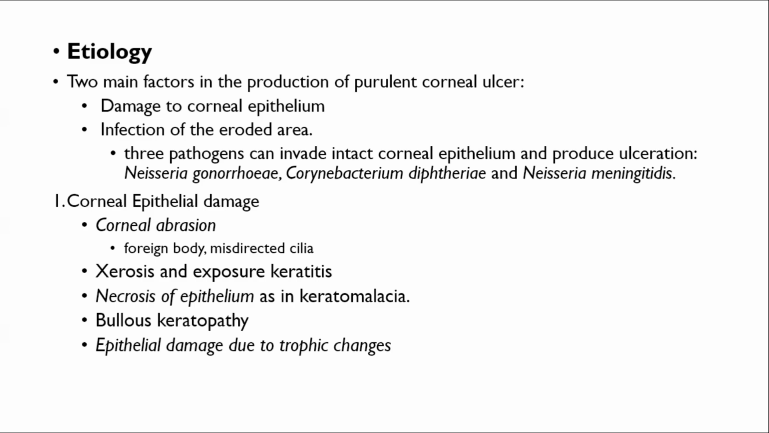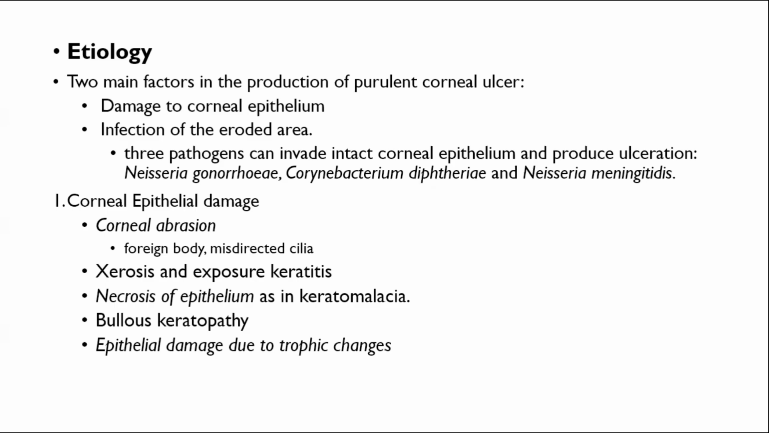Necrosis of the epithelium is basically seen in conditions like keratomalacia, where the cornea begins to soften and break down due to vitamin deficiency. Bullous keratopathy is a condition that involves the formation of blisters on the corneal surface, which can lead to epithelial breakdown. The last one is epithelial damage due to trophic changes. This refers to changes in the nutrition or support of the corneal epithelium, which can result from nerve damage or other underlying issues.